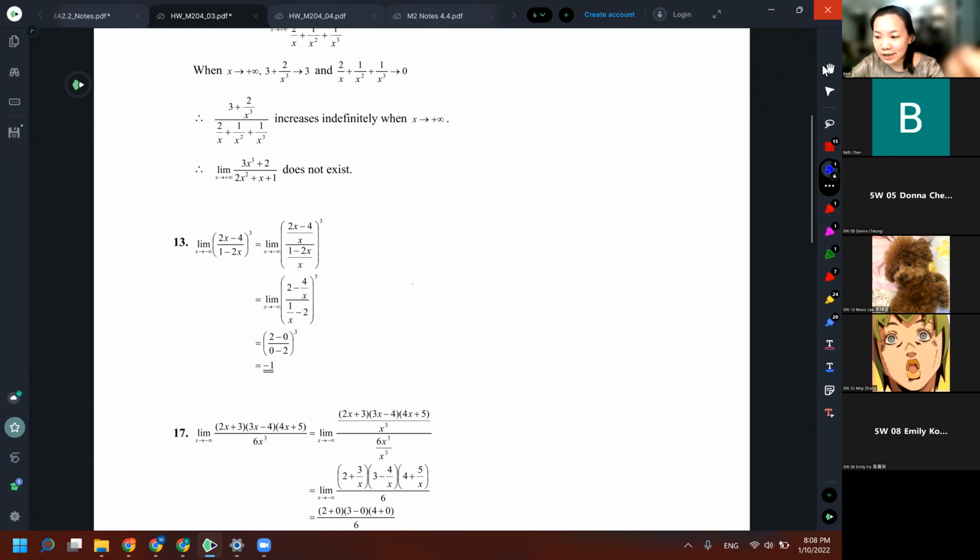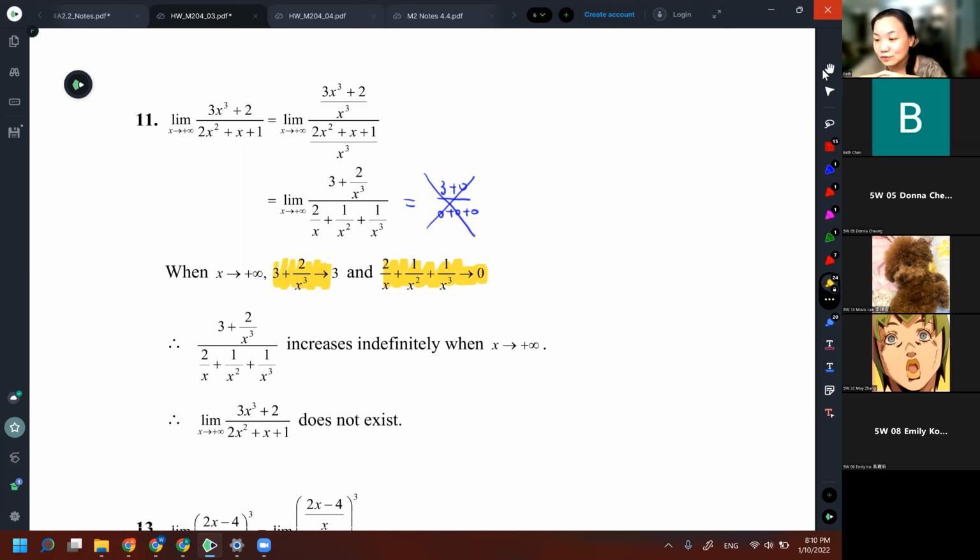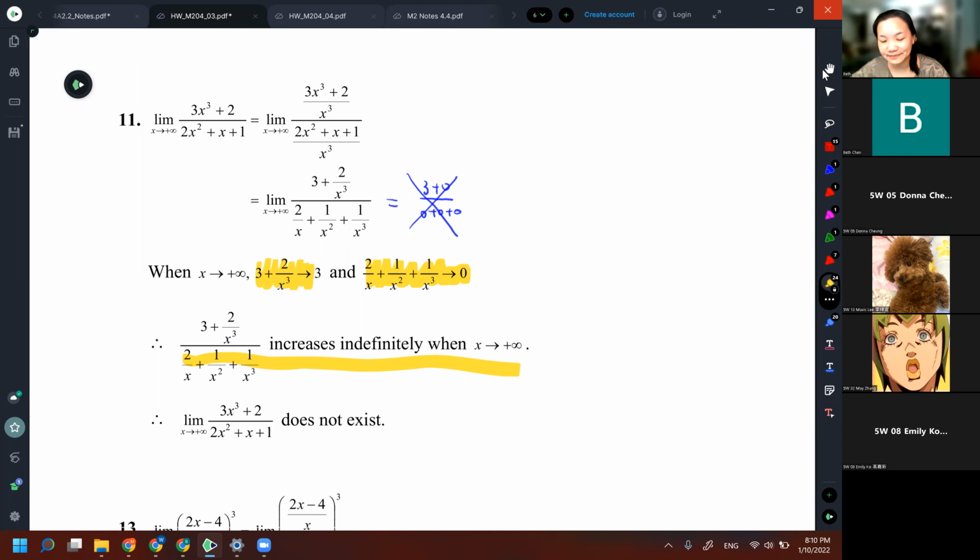Some of you just mentioned the denominator. Some of you just mentioned the numerator. It's not enough. You mention both, okay? And then you say the whole sentence. You say, oh, the result increases indefinitely when x tends to infinity. And then you say the limit does not exist. I hope you learn. This is how you should write it.